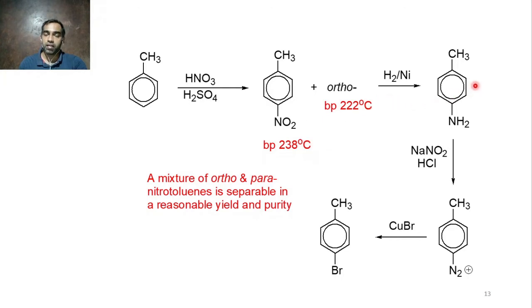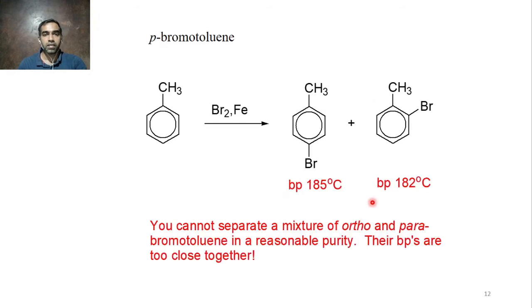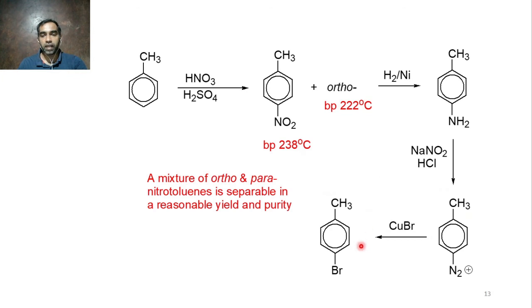Then convert it into amine by reduction, then convert to diazenyl salt, then you do Sandwich reaction, you can easily get this. But if you do direct conversion from toluene, it is too difficult to separate. You can see the boiling points are very close. So para and ortho you will get a mixture, para-bromotoluene and ortho-bromotoluene. It's very difficult to separate. But if you do this way, you get selectively para-bromotoluene.